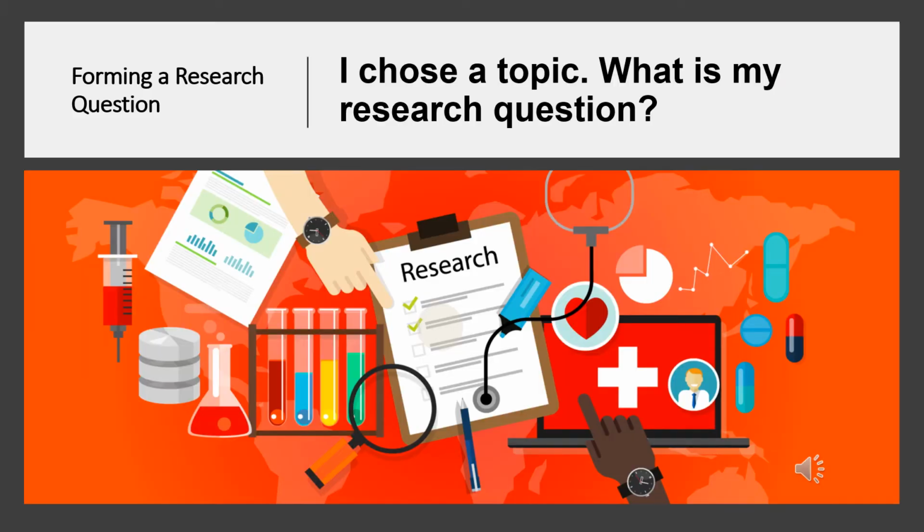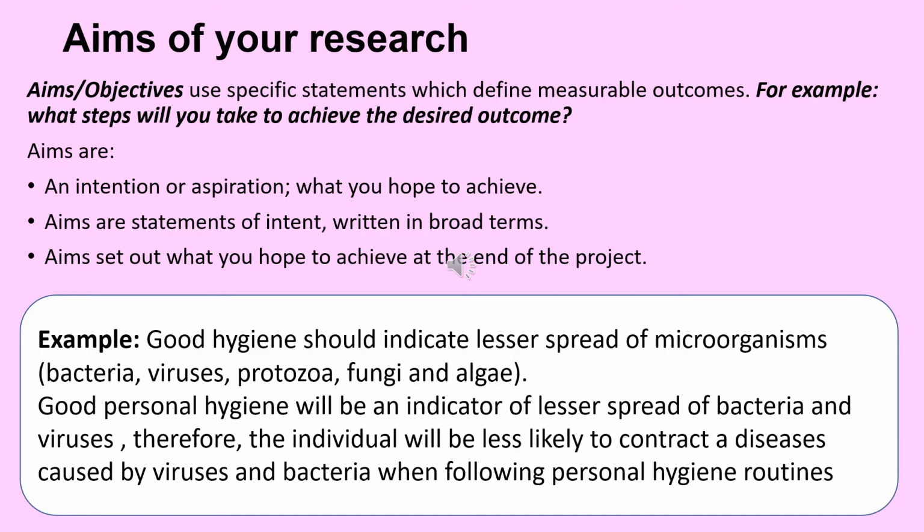Now, when you have chosen your topic, you need to consider composing a research question. Composing a research question is a process. So you could consider your aims and objectives before composing a research question. Aims and objectives are specific statements which define measurable outcomes. For example, what steps will you take to achieve the desired outcome?